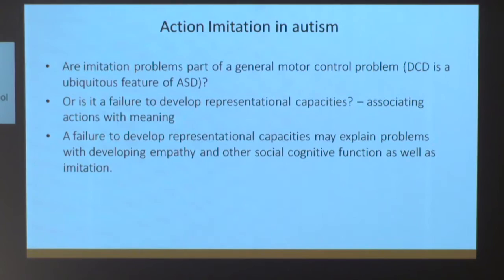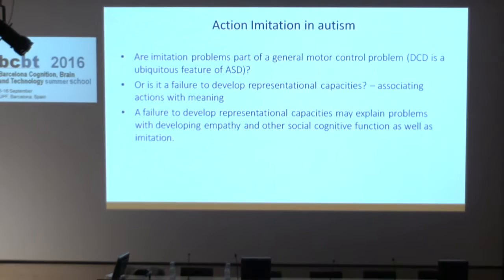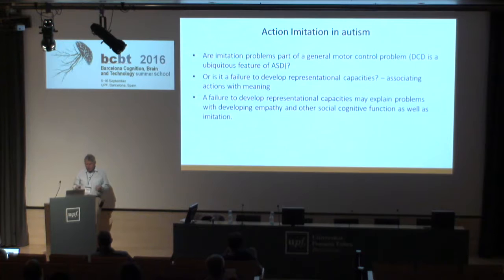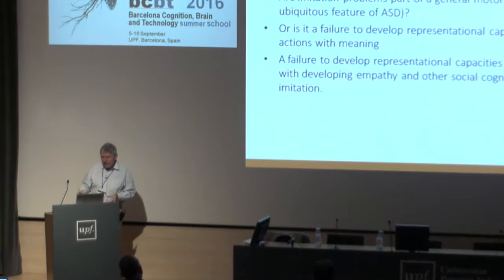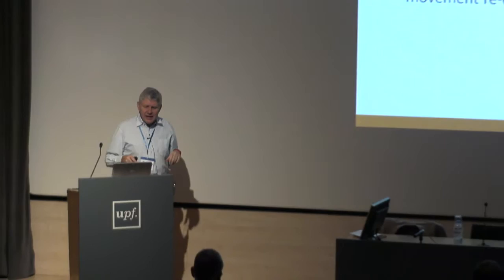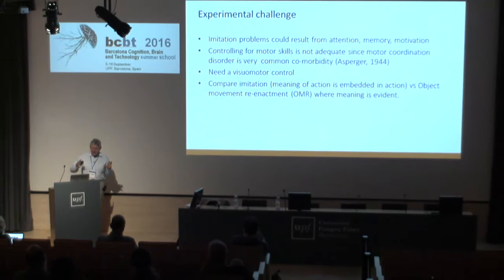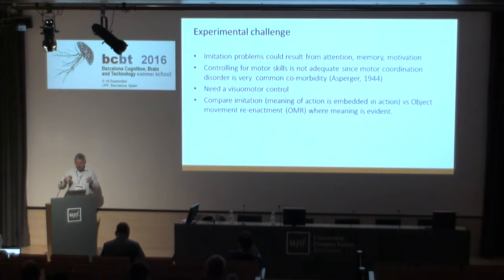It may be that autism is about a problem associating actions and motor skills with their socio-emotional meaning, and that particular impairment may be the critical link between imitation and the development of autism. So that's essentially our hypothesis, that a failure to develop representational capacities of action explains the problems with developing empathy and other social cognitive function, as well as imitation. So that's the challenge for us to explore. We need to be able to show that the imitation problems are present even when we have controlled for all these other possible factors.